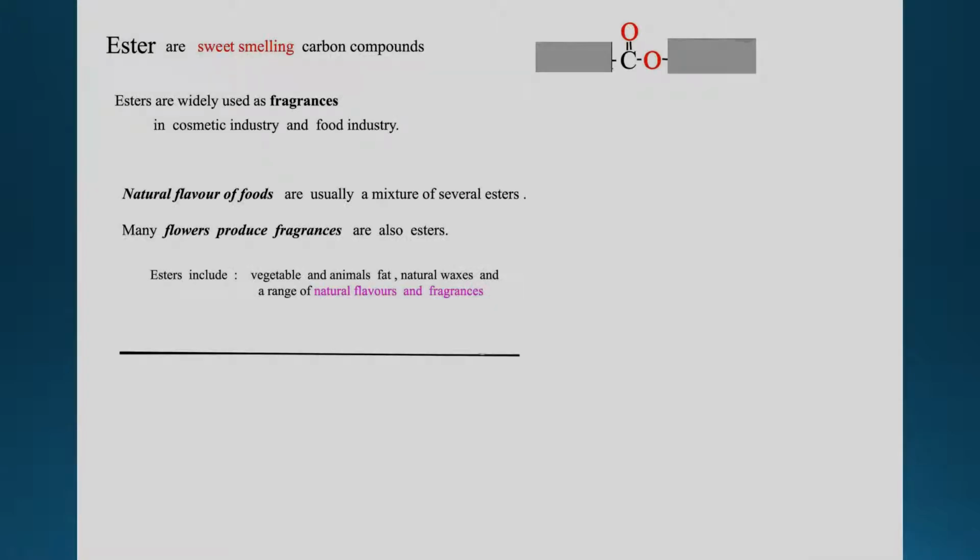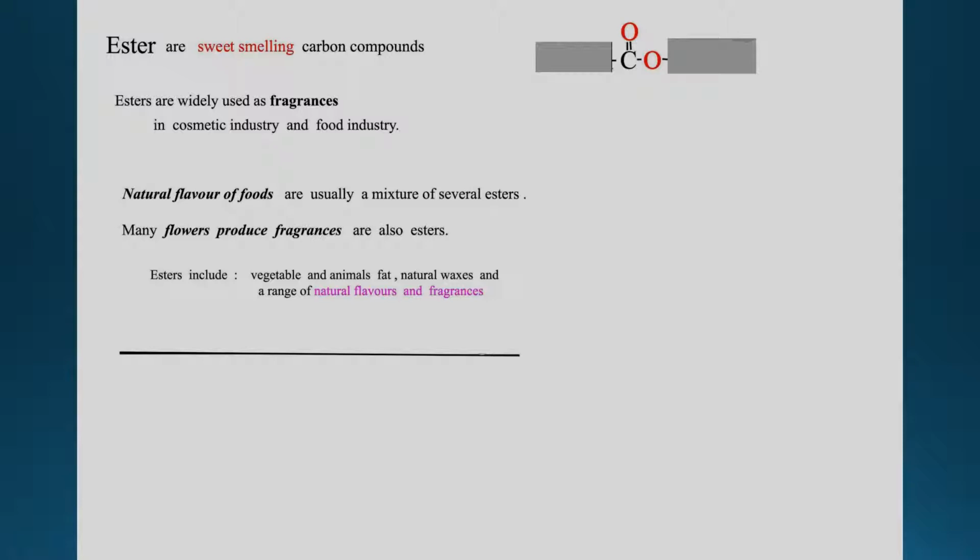Ester. Esters are sweet-smelling carbon compounds. They are widely used as fragrances because they have a nice smell and they are non-toxic, which is why they have been used in cosmetics and the food industry. The natural flavor of food usually has different types of ester, and many flowers also produce ester, giving the nice smell.